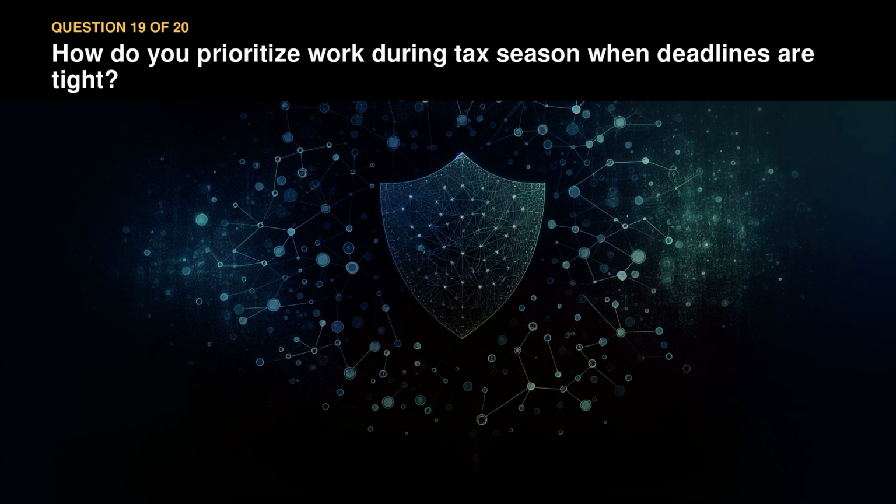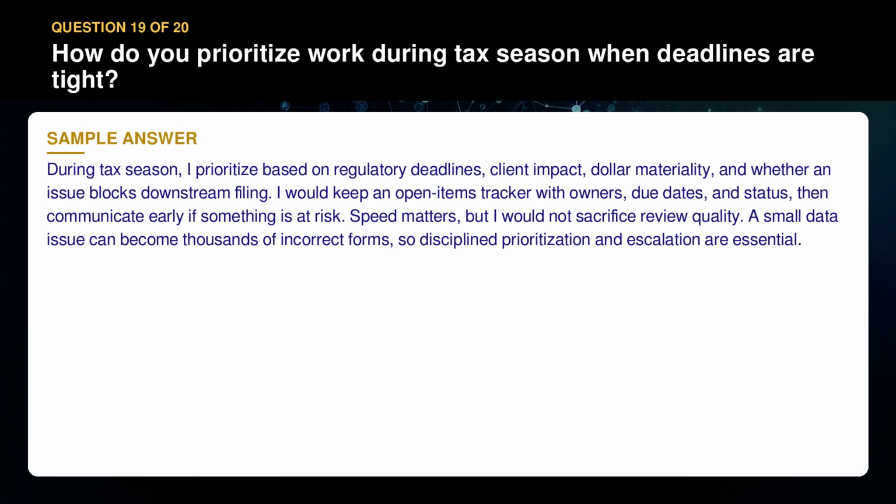Question 19. How do you prioritize work during tax season when deadlines are tight? During tax season, I prioritize based on regulatory deadlines, client impact, dollar materiality, and whether an issue blocks downstream filing. I would keep an open items tracker with owners, due dates, and status, then communicate early if something is at risk. Speed matters, but I would not sacrifice review quality. A small data issue can become thousands of incorrect forms, so disciplined prioritization and escalation are essential.